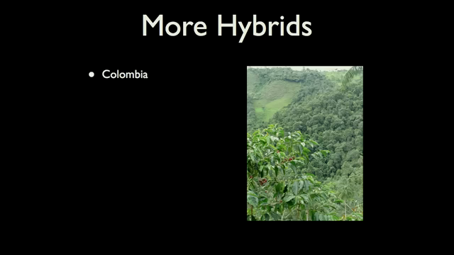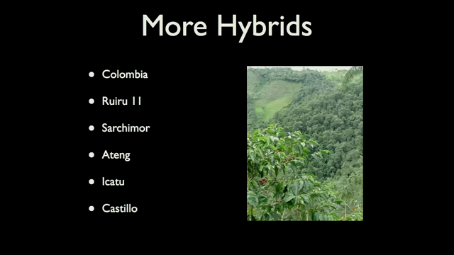The variety called Colombia, which was developed by the Colombian Coffee Federation. Ruiru 11, which was developed by the Coffee Research Foundation in Kenya, and includes, as one of its parents, SL28, but also includes some Catimor for disease resistance. Sarchimor was a Catimor variety that was developed in Costa Rica. Ateng was developed in Indonesia and actually named after an Indonesian famous comedian randomly. Icatu, Castillo, also from Colombia. Icafe 90, which is from the Instituto Hondureño de Café in Honduras. So these are all varieties that were sort of scientifically made and designed for their suitability in terms of agriculture.